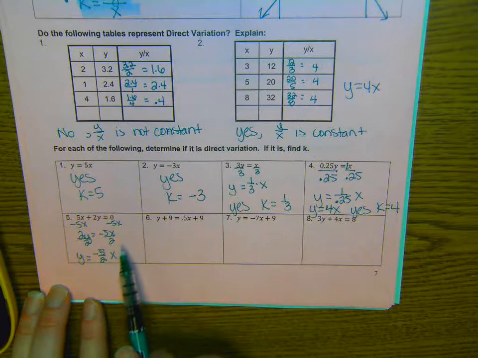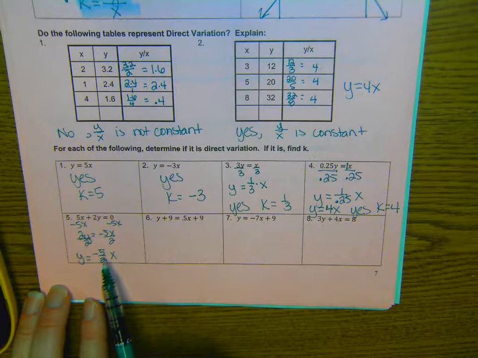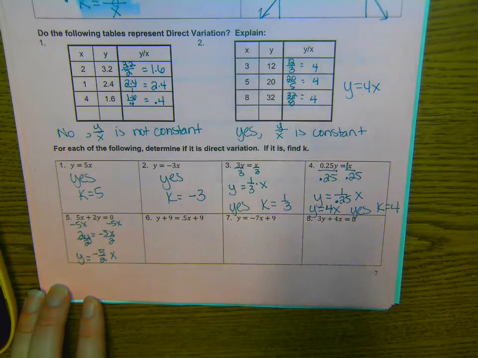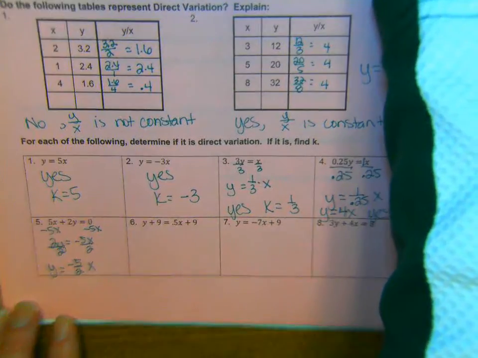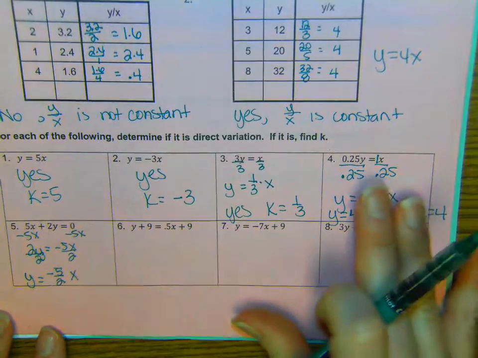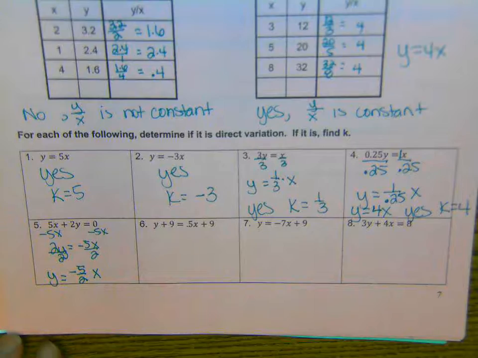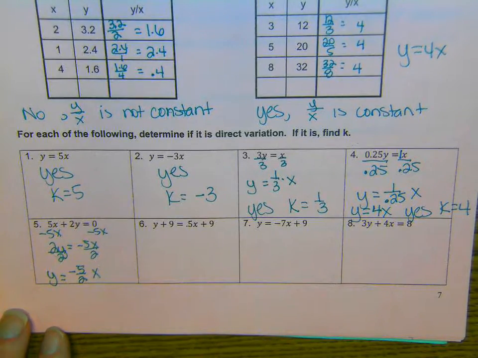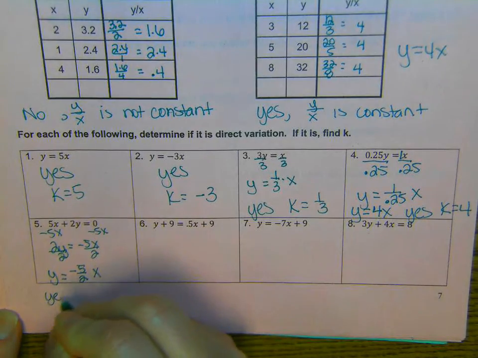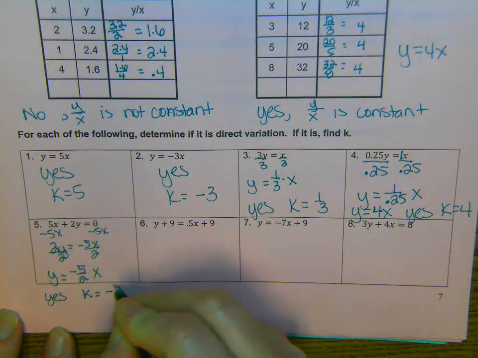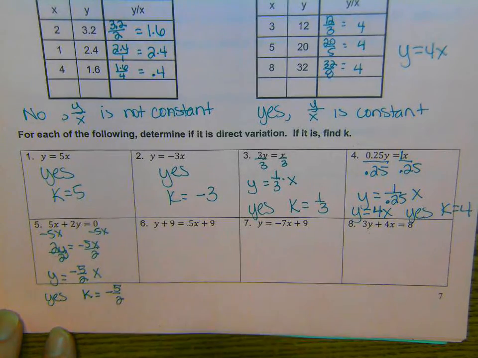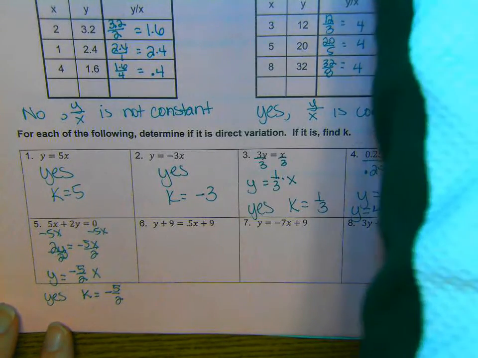Okay, so I subtracted 5x. I divided both sides by 2, and I got y equals negative 5 over 2x. That is direct variation. So this is a yes. What's k? K is negative 5 over 2.